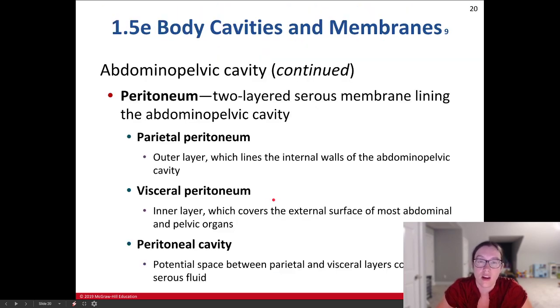And so the organs of the abdominopelvic cavity, and the cavity itself, are going to be lined with what's called the peritoneum. The peritoneum is the name for the serous membranes of the abdominopelvic cavity. So the parietal peritoneum is the outer layer. It lines the internal walls of that abdominopelvic cavity, right? The visceral peritoneum is going to cover the organs, right? So it's going to cover the stomach, and the small and large intestines. And then the peritoneal cavity is the space between them, and it's filled with that peritoneal fluid, or serous fluid of the peritoneal cavity.